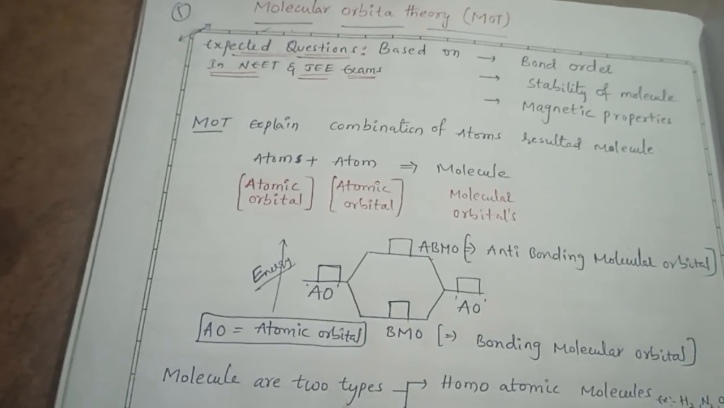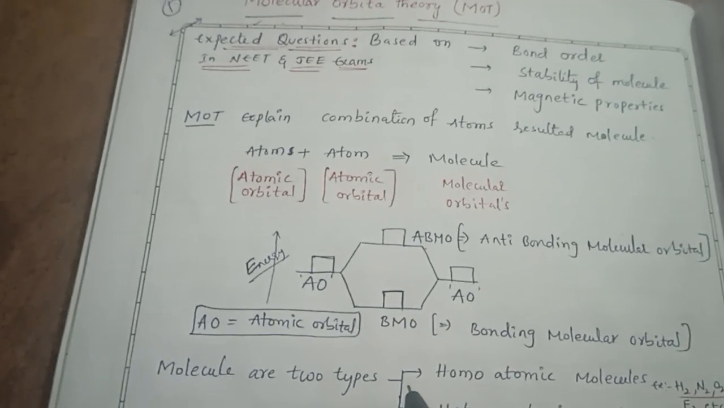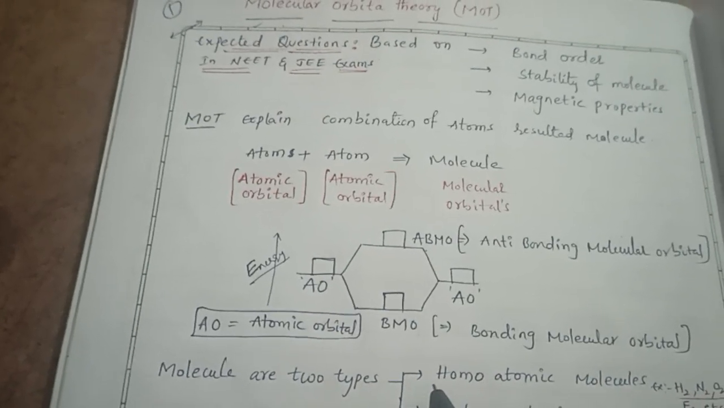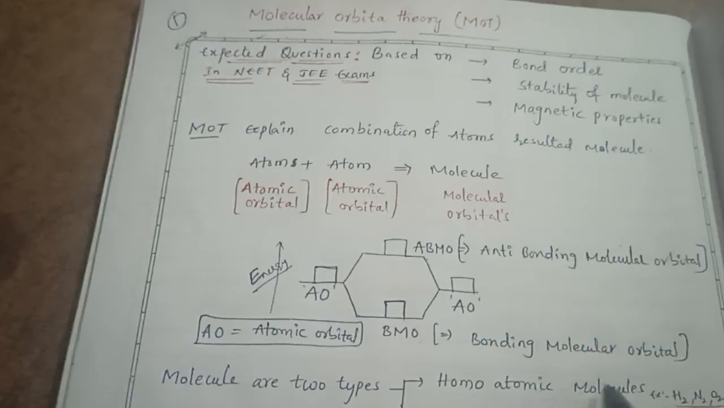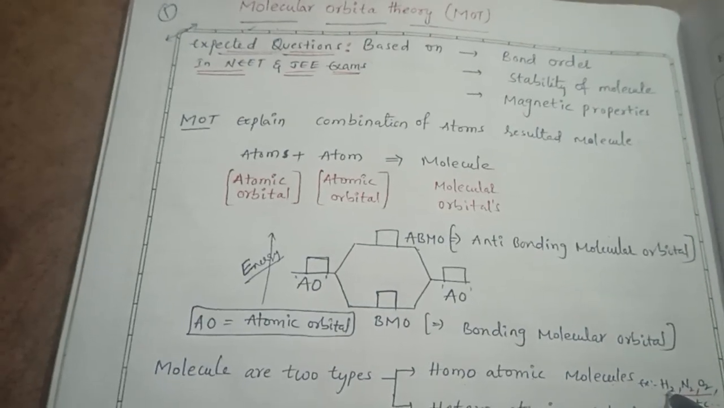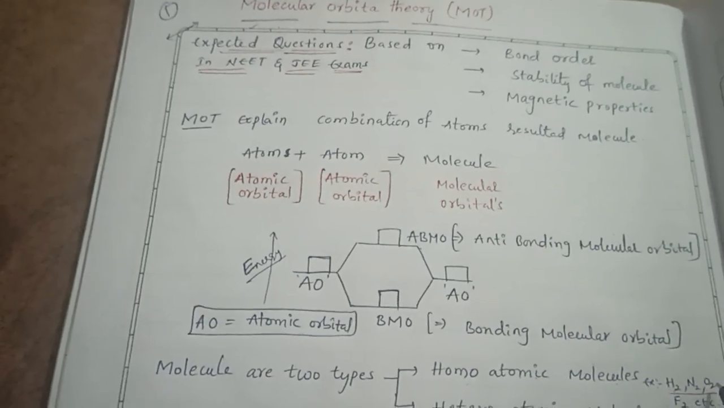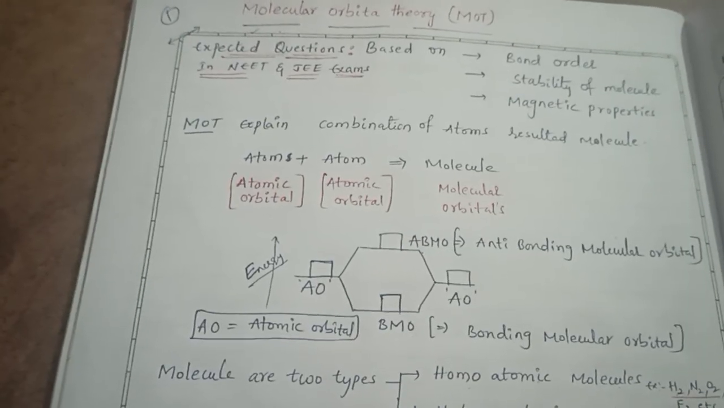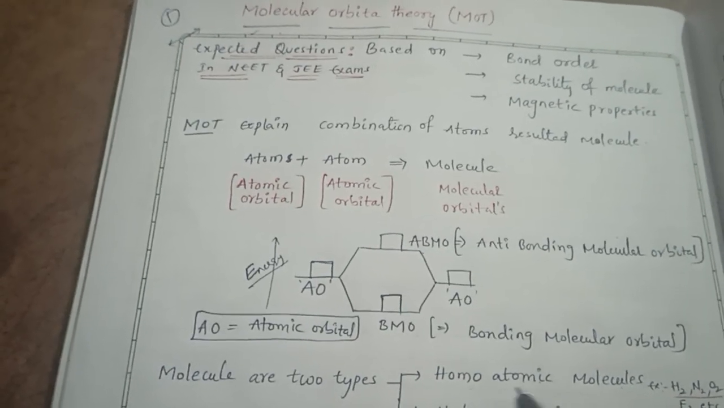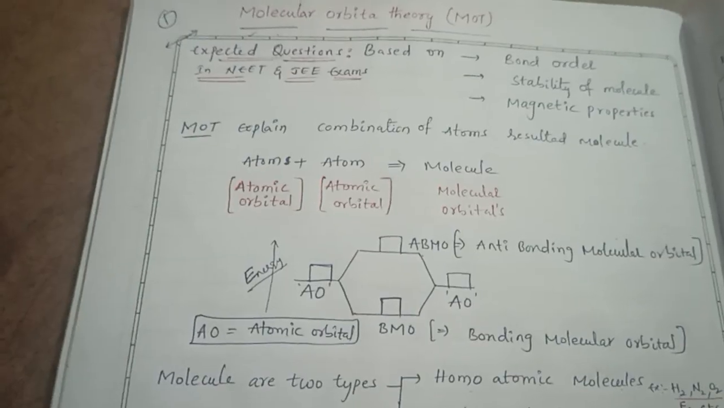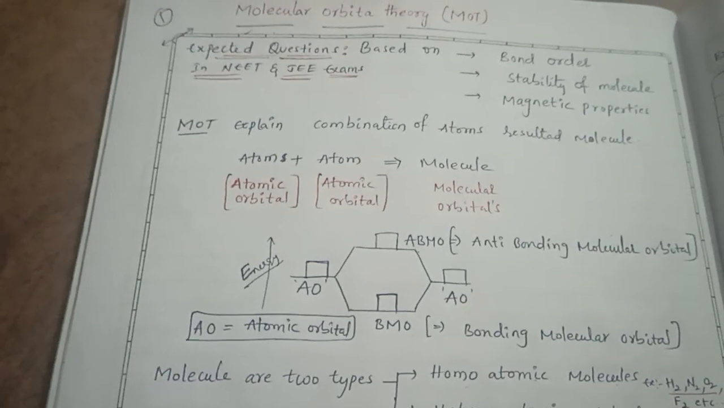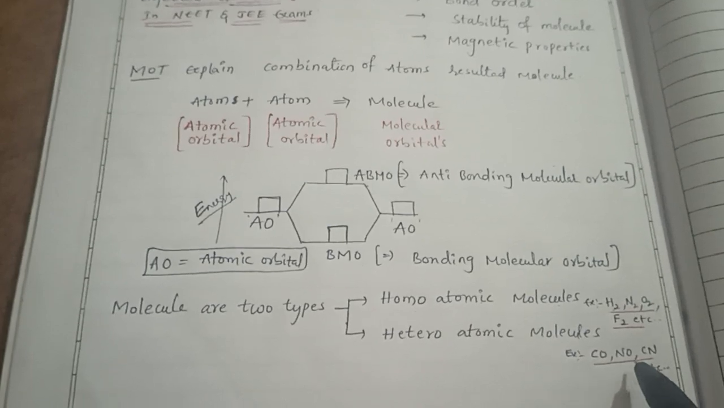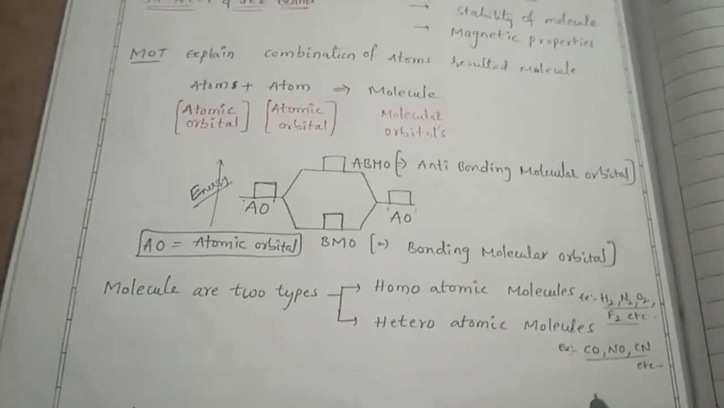So the resulting molecules are of two types, depending on the nature of the combination of atoms. The same atom combination results in homoatomic molecules, for example N2, H2, O2, F2 and so on. If the atom combination is different, meaning the two atoms are different, then the resulting molecule is a heteroatomic molecule. Examples are CO, NO, CN and so on.